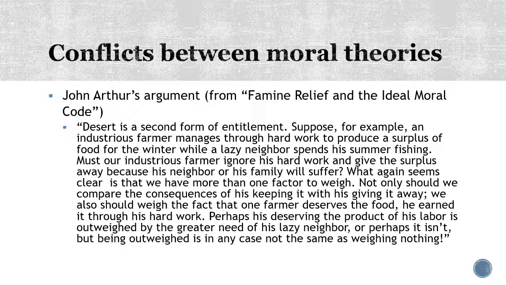Well, let's continue on in his argument. He says desert is a second form of entitlement. So rights are one form of entitlement. Desert is the second form of entitlement for John Arthur. He says, suppose, for example, an industrious farmer manages through hard work to produce a surplus of food for the winter, while a lazy neighbor spends his summer fishing. Must our industrious farmer ignore his hard work and give the surplus away because his neighbor or family will suffer? Sure, it'd be nice of him if he did.